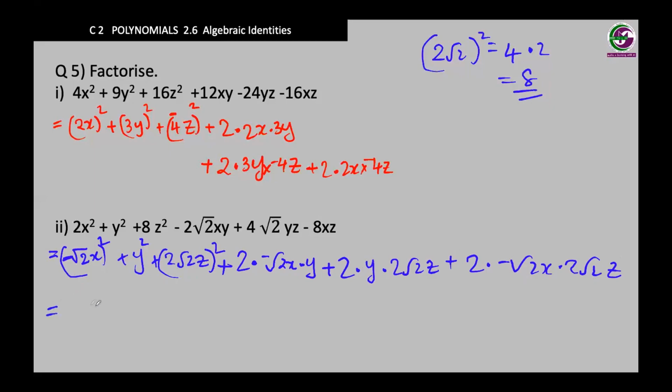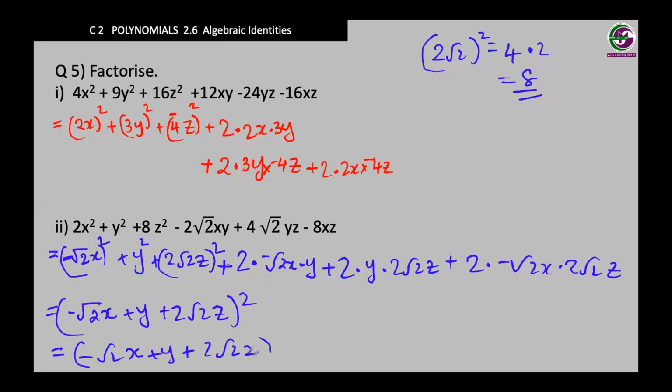So our identity is negative root 2x plus y plus 2 root 2 z, whole square. Or we can just repeat them into brackets: negative root 2x plus y plus 2 root 2 z. That's all for question 5.